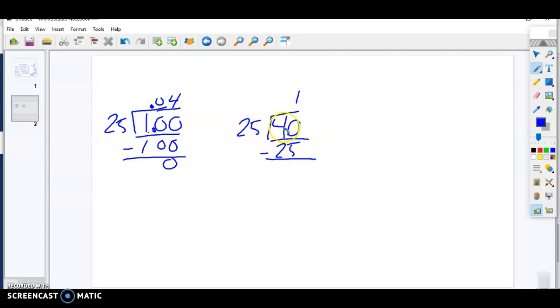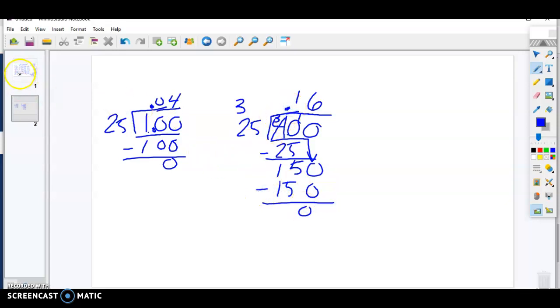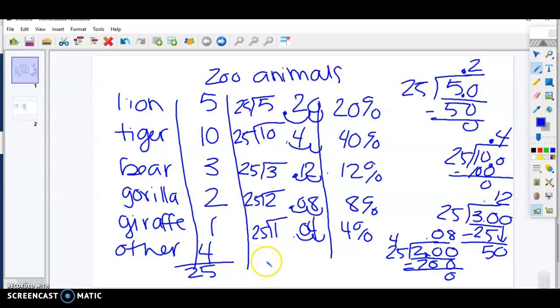We subtract 15. Bring down the 0. 25 can go into 150 6 times. 6 times 5 is 30. 6 times 2 is 12 plus 3 is 15. So I have 0.16. 0.16, move the decimal, 16%.